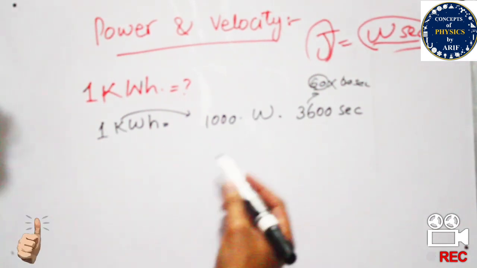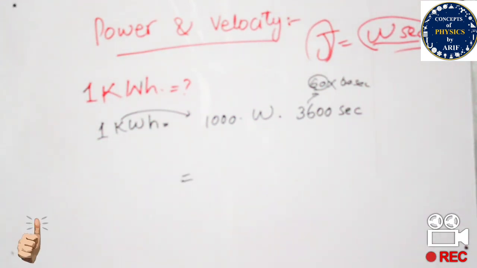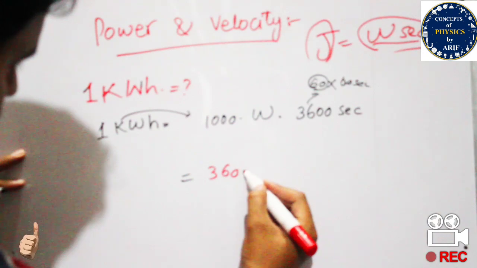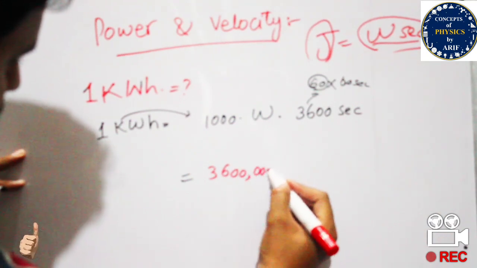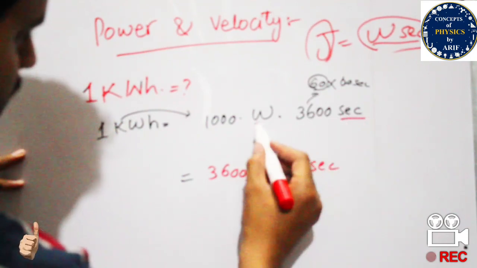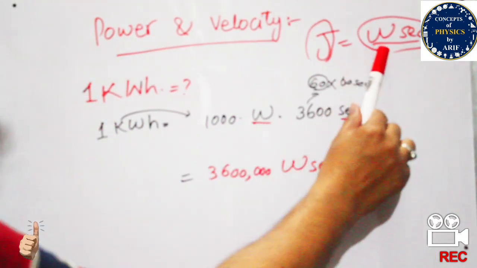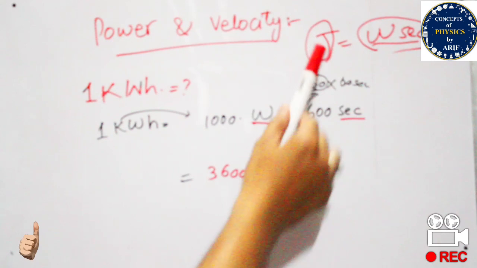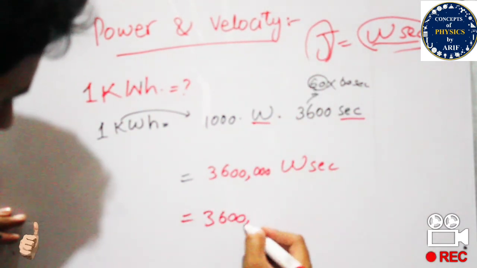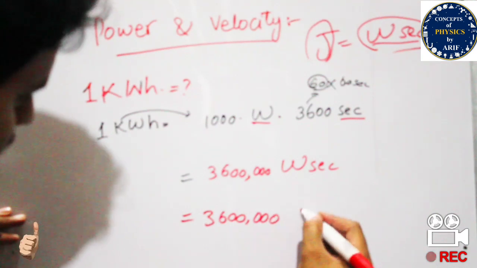And if we multiply this, the value will be 1000 multiplied by 3600, multiplied by watt into second. We know that watt second is a unit of work, which is joule. We will write it like this: 3,600,000 multiplied by joule.